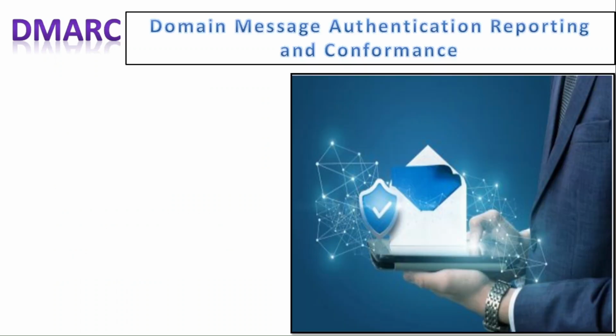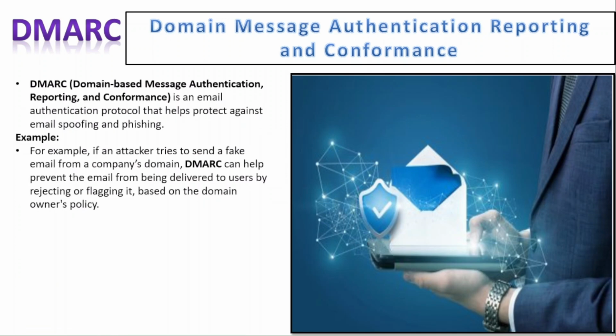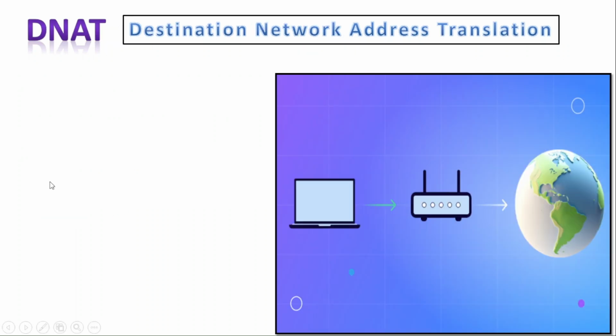DMARC, that is domain message authentication reporting and conformance. So DMARC, domain-based message authentication reporting and conformance, is an email authentication protocol that helps protect against email spoofing and phishing. For example, if an attacker tries to send a fake email from a company's domain, DMARC can help prevent the email from being delivered to users by rejecting or flagging it based on the domain owner's policy.